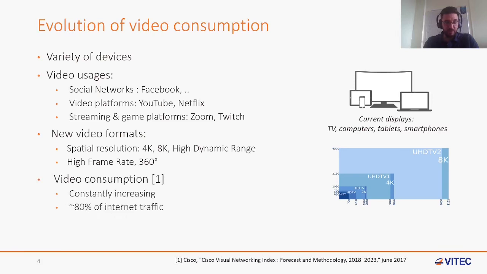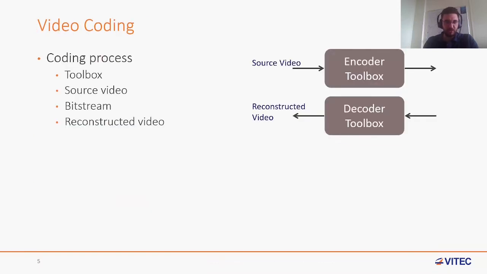Now, according to a study published by Cisco, video consumption is constantly increasing. It is estimated to cover 80% of all internet traffic by the year 2023. Now, all of this breeds the need for an efficient method to reduce the size of raw videos, which is video coding.